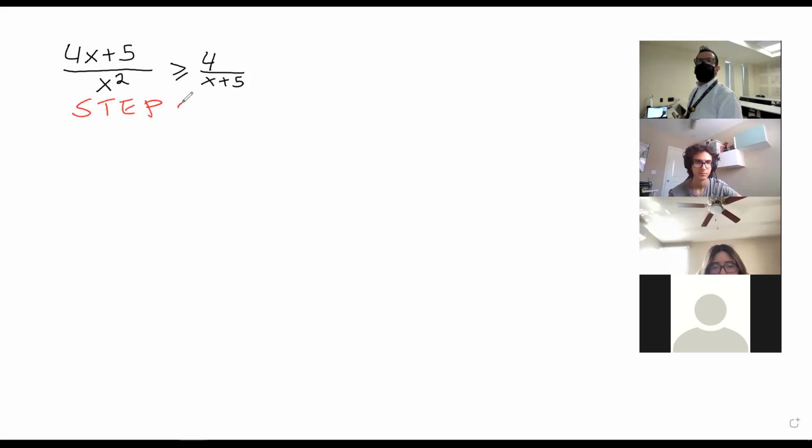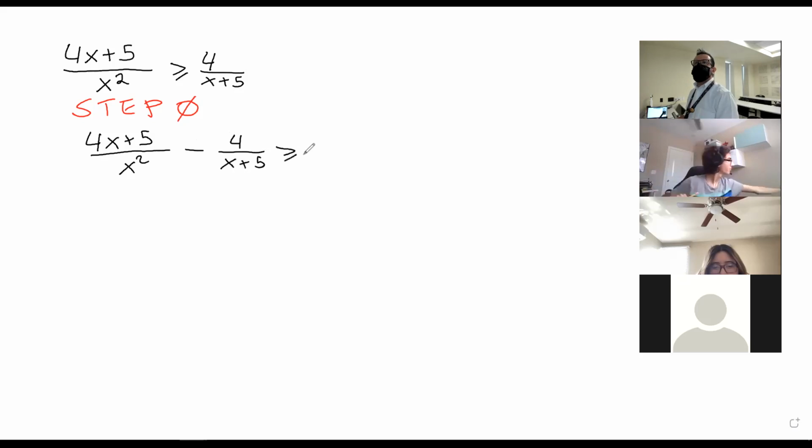What we're going to do is the following, and I'm going to ask for your help here. So you try to do in your notes what I'm going to be doing here. I'm going to say 4 over x plus 5 divided by x squared. And this 4 divided by x plus 5, I'm going to send to the other side subtracting. I can do that without affecting the inequality. So this is going to be 4 divided by x plus 5, right? And this is going to be larger than or equal to 0, right? Help me out here, and let's try to do it together.